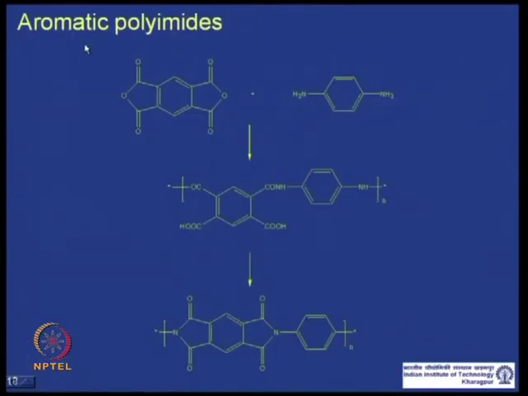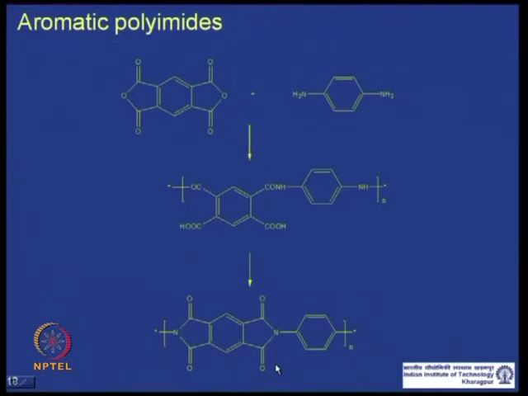Next slide we move to aromatic polyimides. These are formed by reaction of a diamine with a dianhydride, an aromatic anhydride. So, aromatic diamines are reacted with aromatic dianhydrides, and first this is formed, then on cyclization these imides are formed. These are again very high performing polymers.